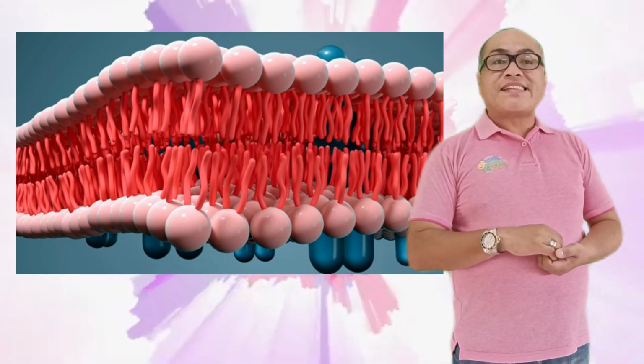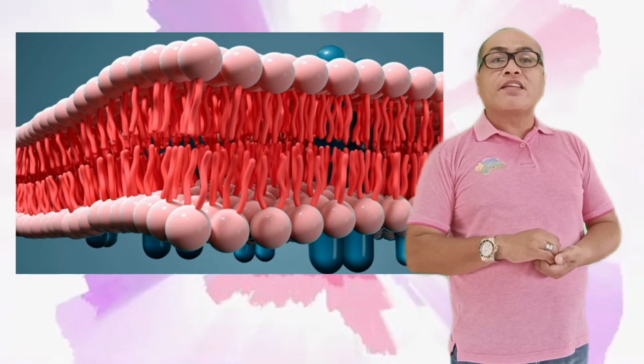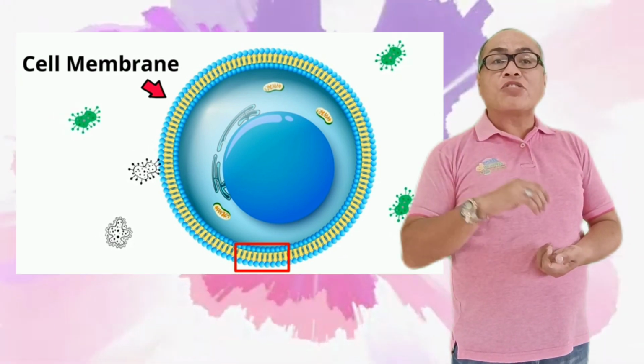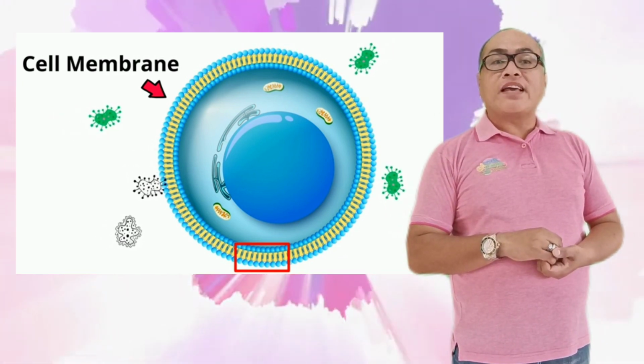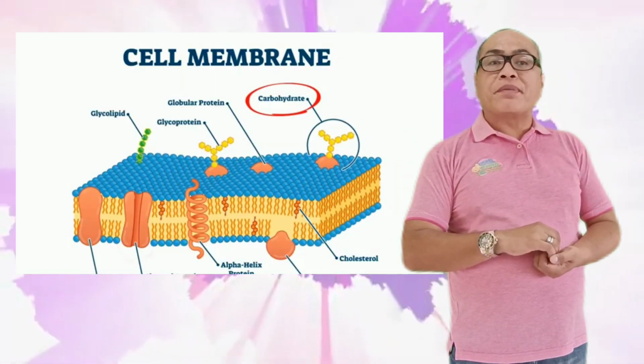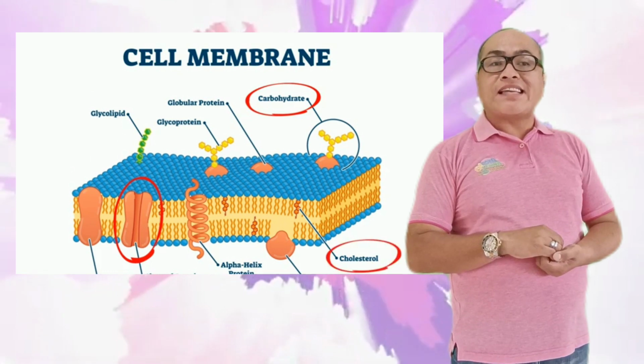Glycoproteins. To sum up, the cell membrane separates the content of the cell from their external environment. It allows the materials from the surroundings to enter and exit the cell. It also allows the materials from the cell to exit outside.